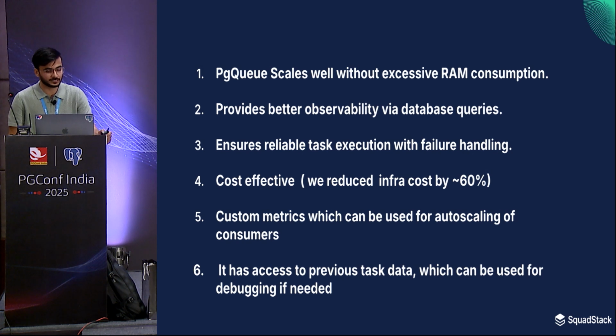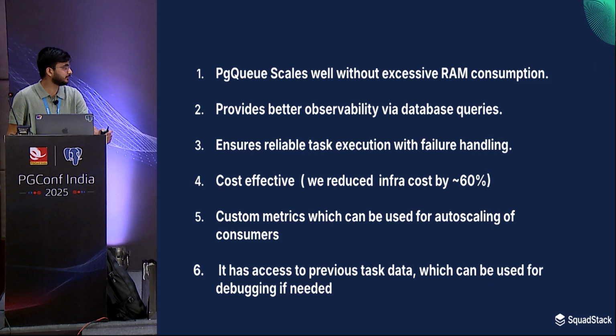So basically, we scale well without excessive RAM consumption, as I explained. And now we have better observability via database queries. I can query anything. For example, I can find which tasks are taking average time or P90 time, or see the params of any task. In RMQ or Redis, I wasn't able to see params properly. It's a little bit difficult, but with an SQL query I can fetch any data I want very easily, and it ensures reliability and failure handling.